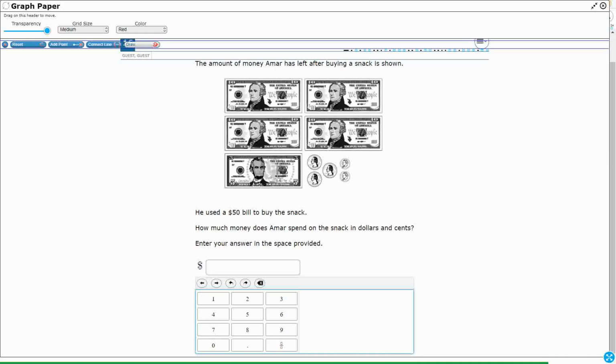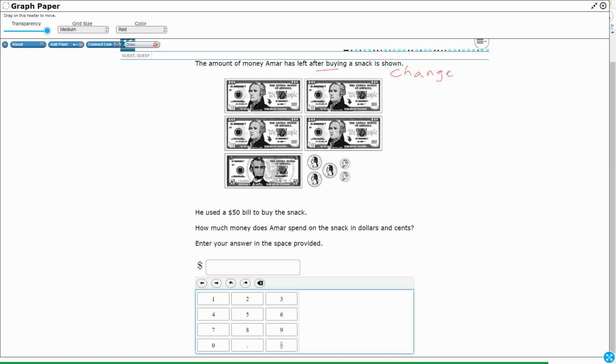All right, so we've got some money that Amar has left after buying a snack. Okay, so this is change. That's the amount of money you receive back if you pay with a bill that's larger than the amount of money that it costs. They give you money back, right? They give you the difference. So let's see what we've got. Let's just add this up.